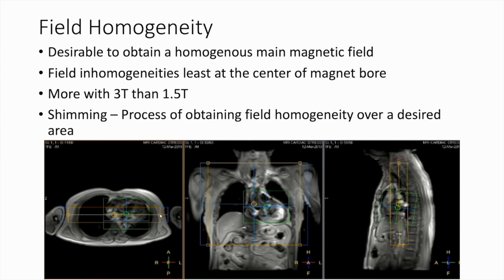Since the heart is eccentrically placed within the thorax, it is very difficult to position the patient such that the heart is at the center of the bore. Shimming is a process of obtaining field homogeneity over a desired area. Some vendors provide manual shimming options like below, where you can place the green shim box over the desired area.